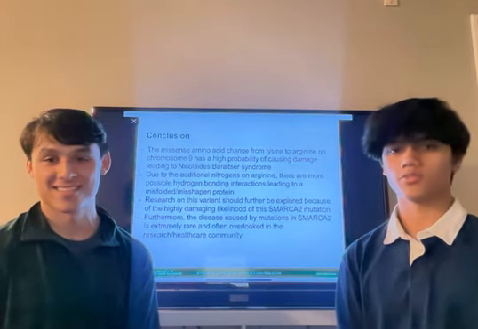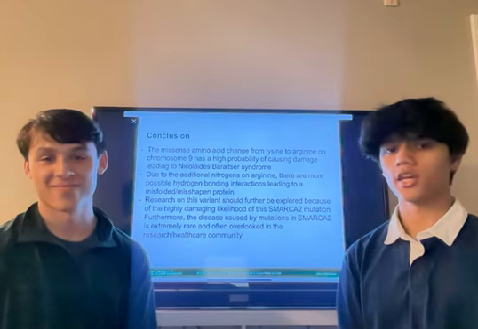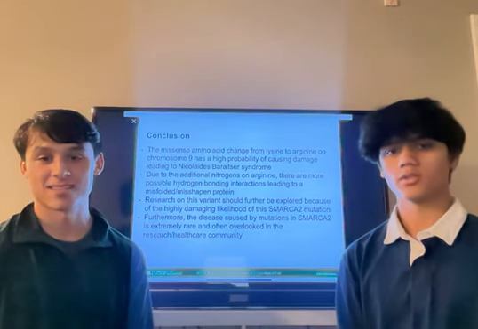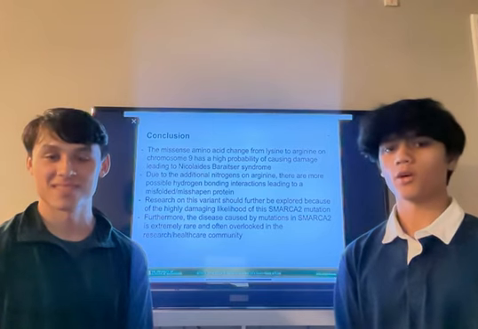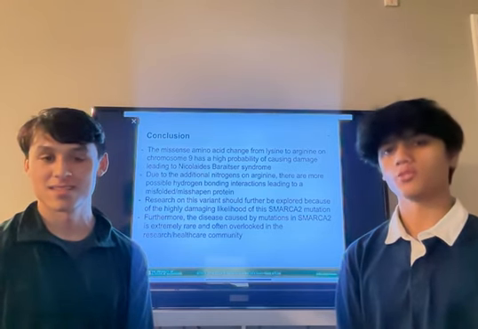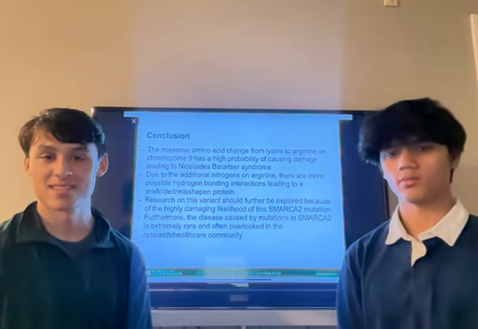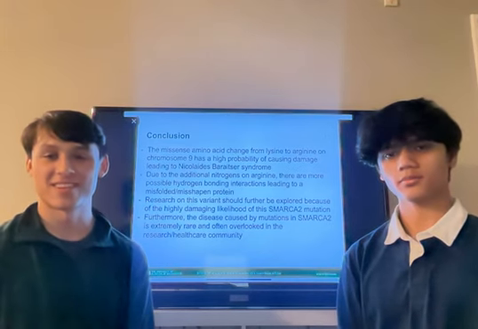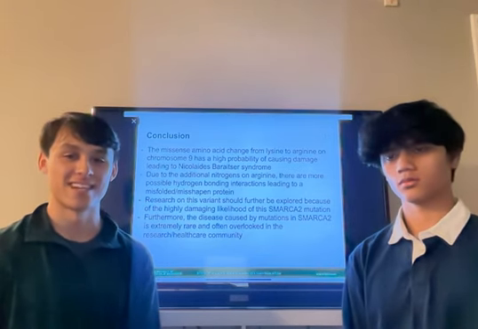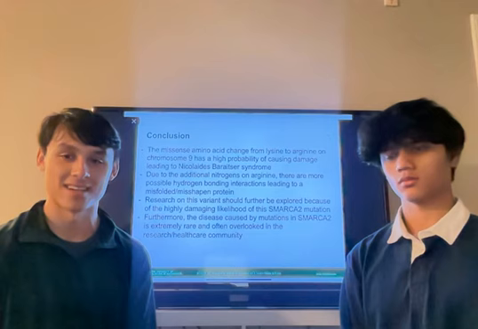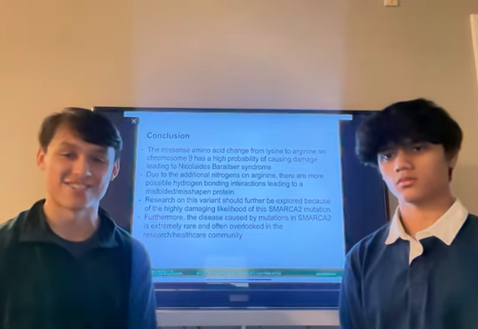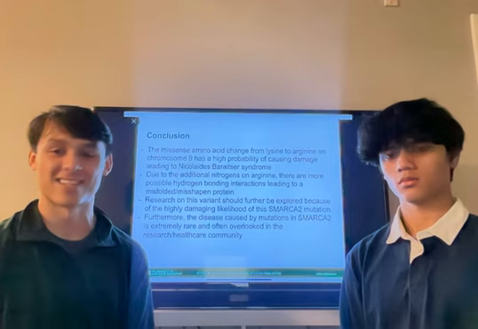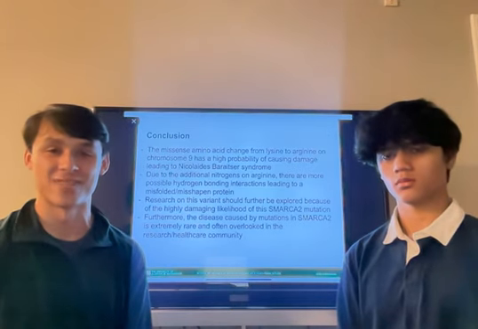The missense mutation from lysine to arginine at position 951 has a high probability of causing damage. Since there are more nitrogens on arginine than lysine, there are more possible hydrogen bond interactions that can lead to a misfolded or misshapen protein. Research on this variant should be further explored due to the high probability of the mutation in the SMARCA2 gene being damaging. Furthermore, the disease Nicolaides-Baraitser is extremely rare and very overlooked in the research and healthcare community, giving it more need to be researched.